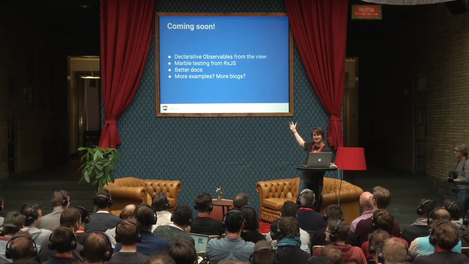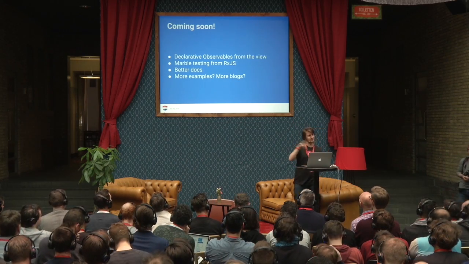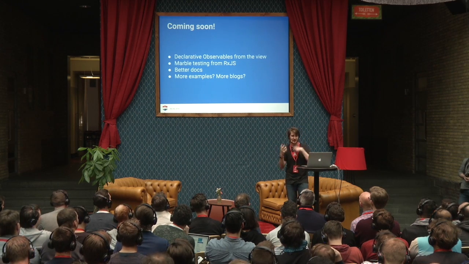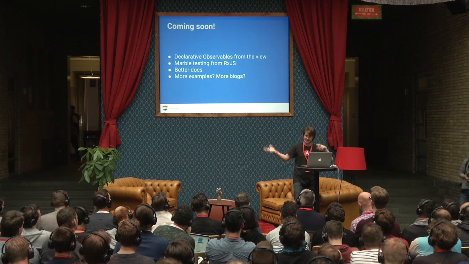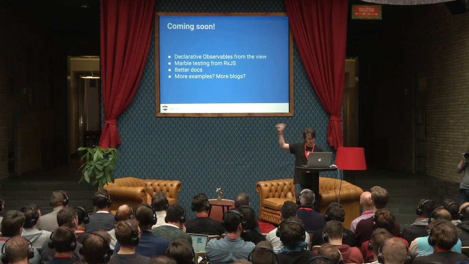Declarative observables from the view. So I was doing a lot of imperative stuff. I was clicking buttons, and what we'd really like to be able to do is make all this observable stuff come off the view a lot easier. Marble testing from Rx we're going to get.